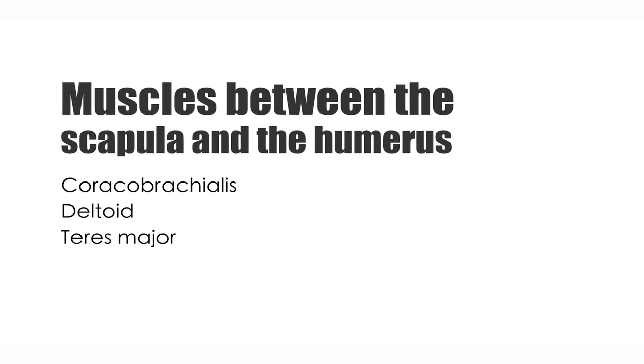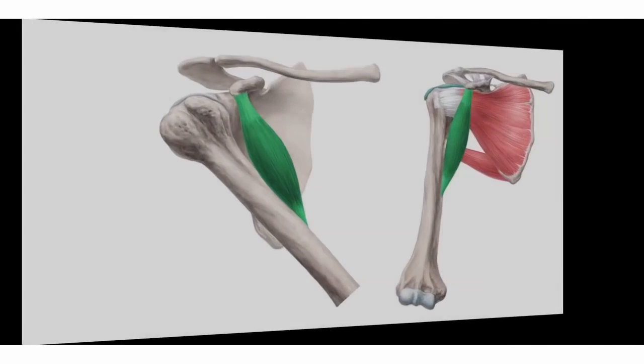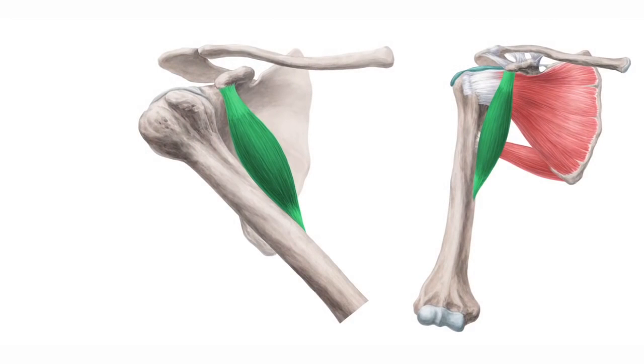Now, we are going to talk about another group of four muscles that is quite well known, and you hear a lot about this group of muscles, especially in clinical anatomy, and this is the rotator cuff muscles. So first on our list of muscles, we have this one here highlighted in green on both of these images.